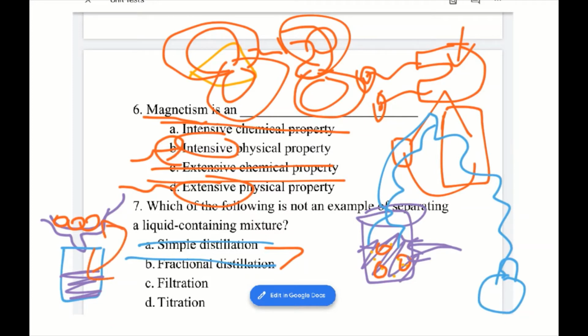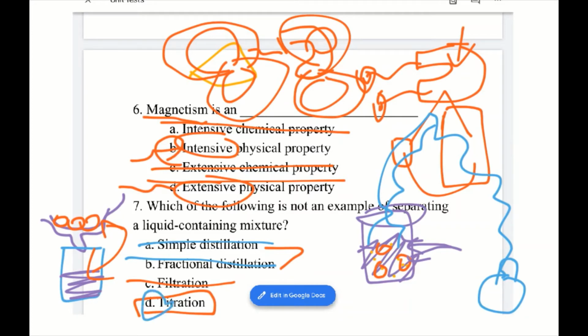So C is out of the picture because filtration allows you to separate liquid containing mixtures. Now, D we didn't talk about, but judging from what we determined by crossing out A, B, and C, then the answer must be D.